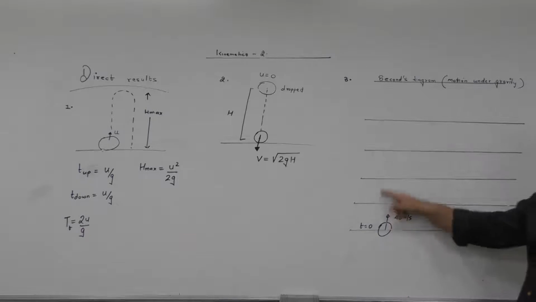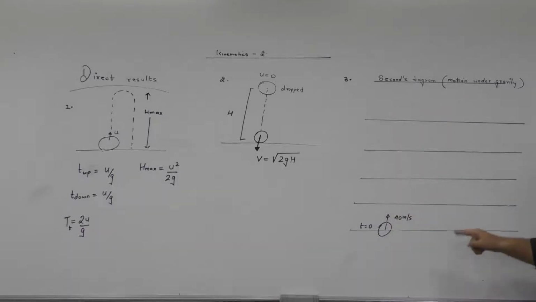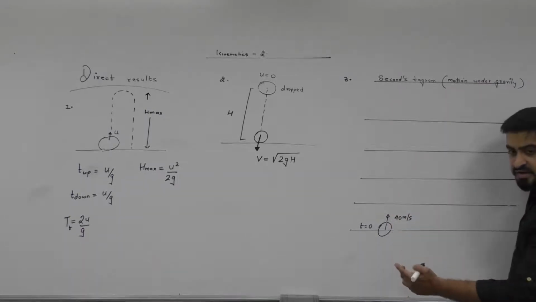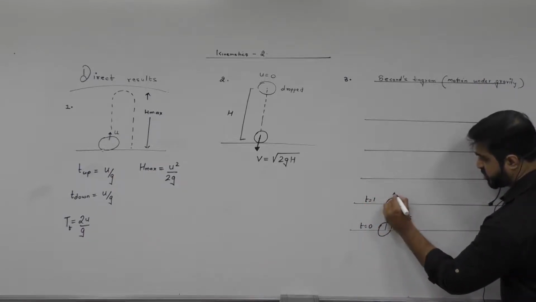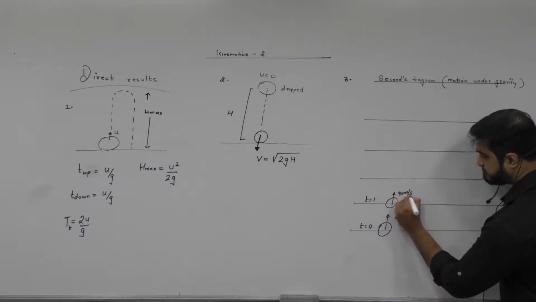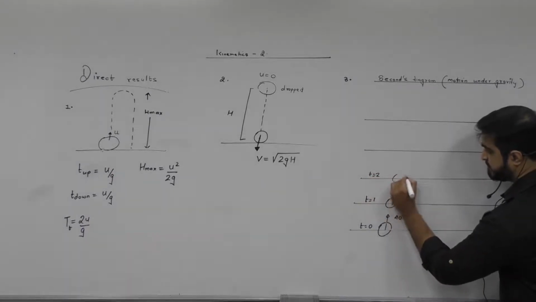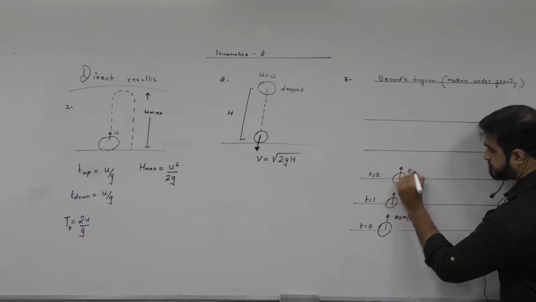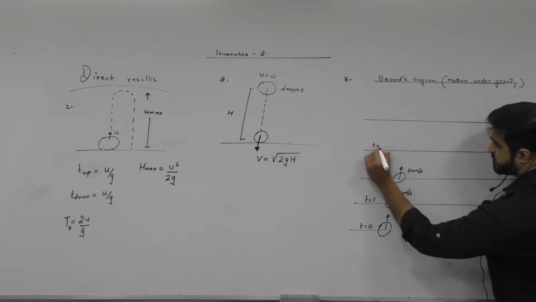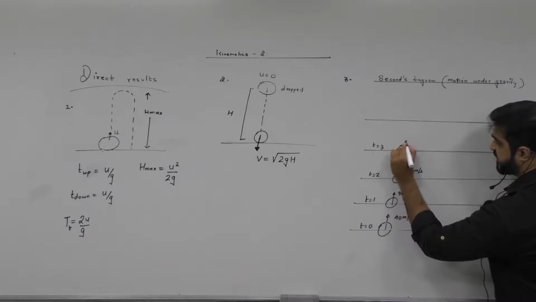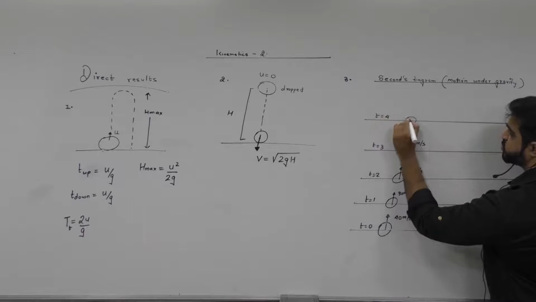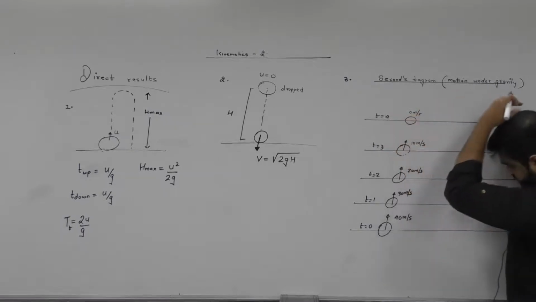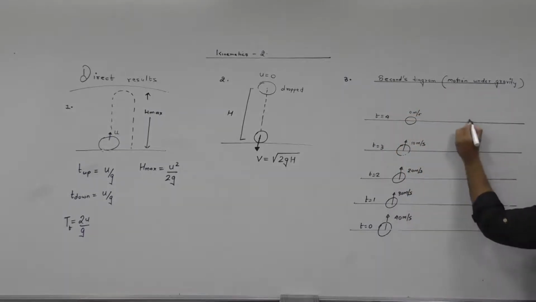While going up it will retard, no? While coming down it will increase. So every second there will be a retardation of 10. Means at 1 second, how much will be the speed of the ball? 30. The second, 20. Third second, 10. The fourth second, it will stop. It will turn back. Same fourth second.